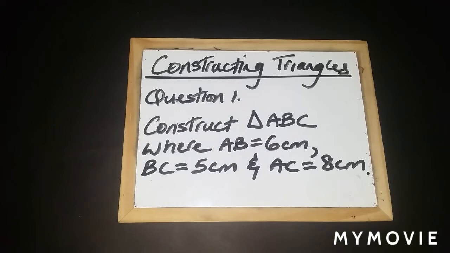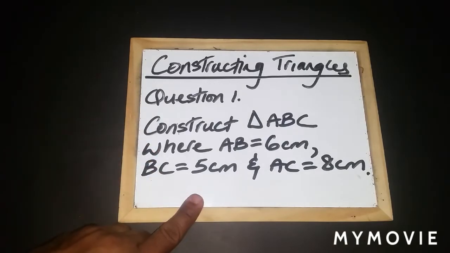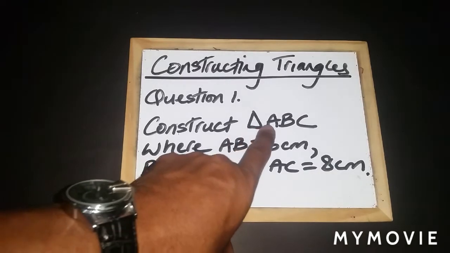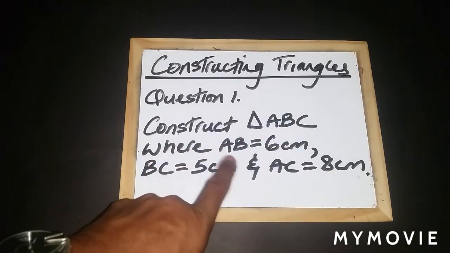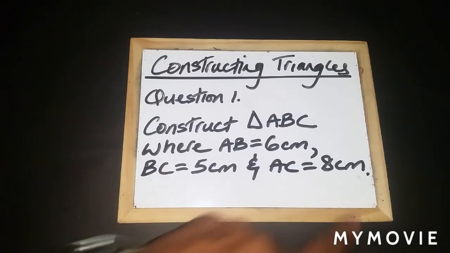Alright guys, welcome back. Today we're looking at constructing triangles, and the first question we're going to do is this one. It says construct triangle ABC where the length of AB is 6 centimeters, BC 5 centimeters and AC 8 centimeters. So in this particular question there are no angles involved. They're just giving us the lengths of the three sides of the triangle. So you can pause this, make a note of this, and then follow the construction as we're about to do.